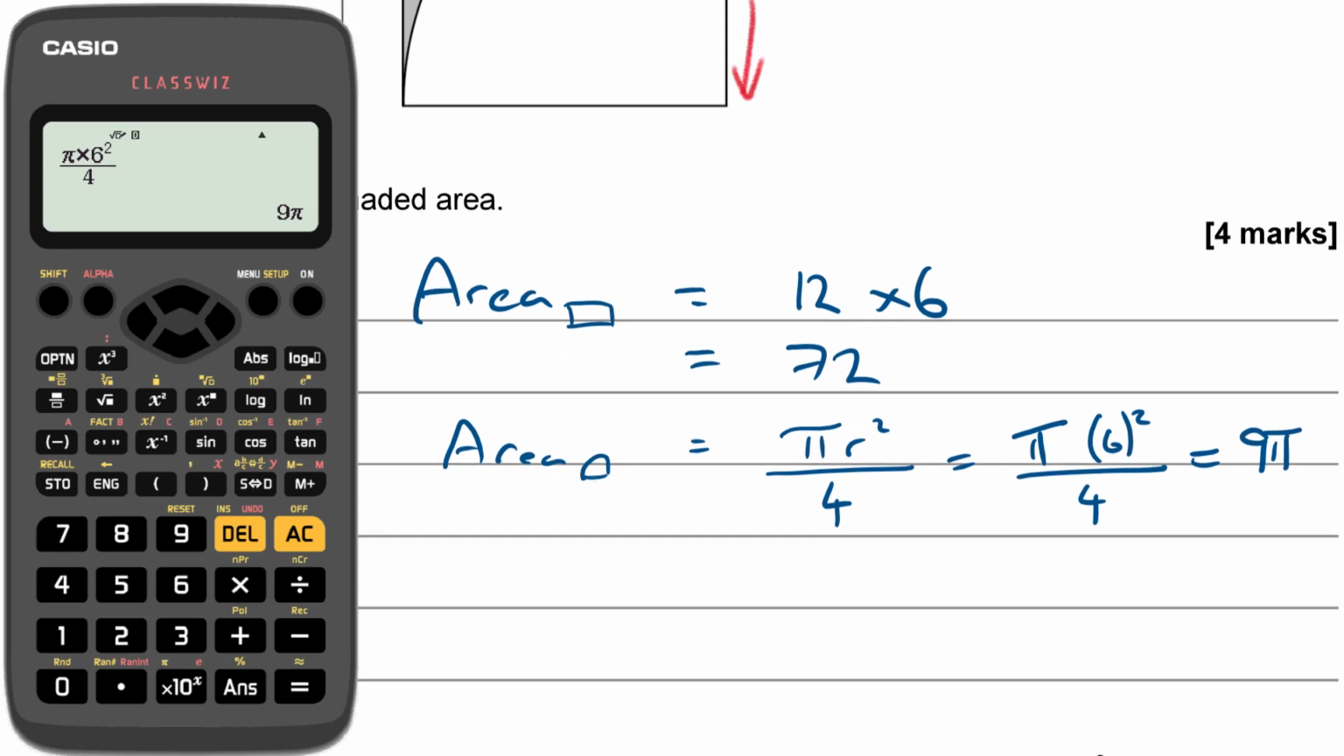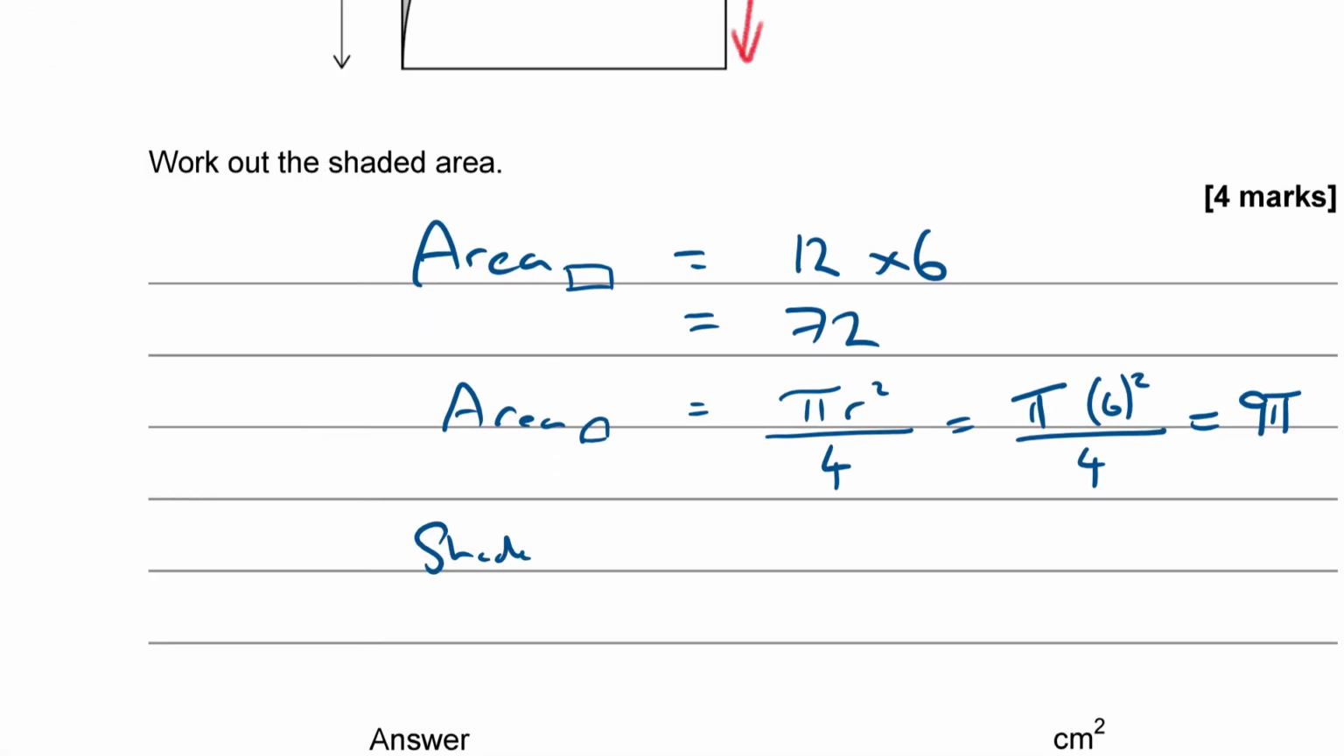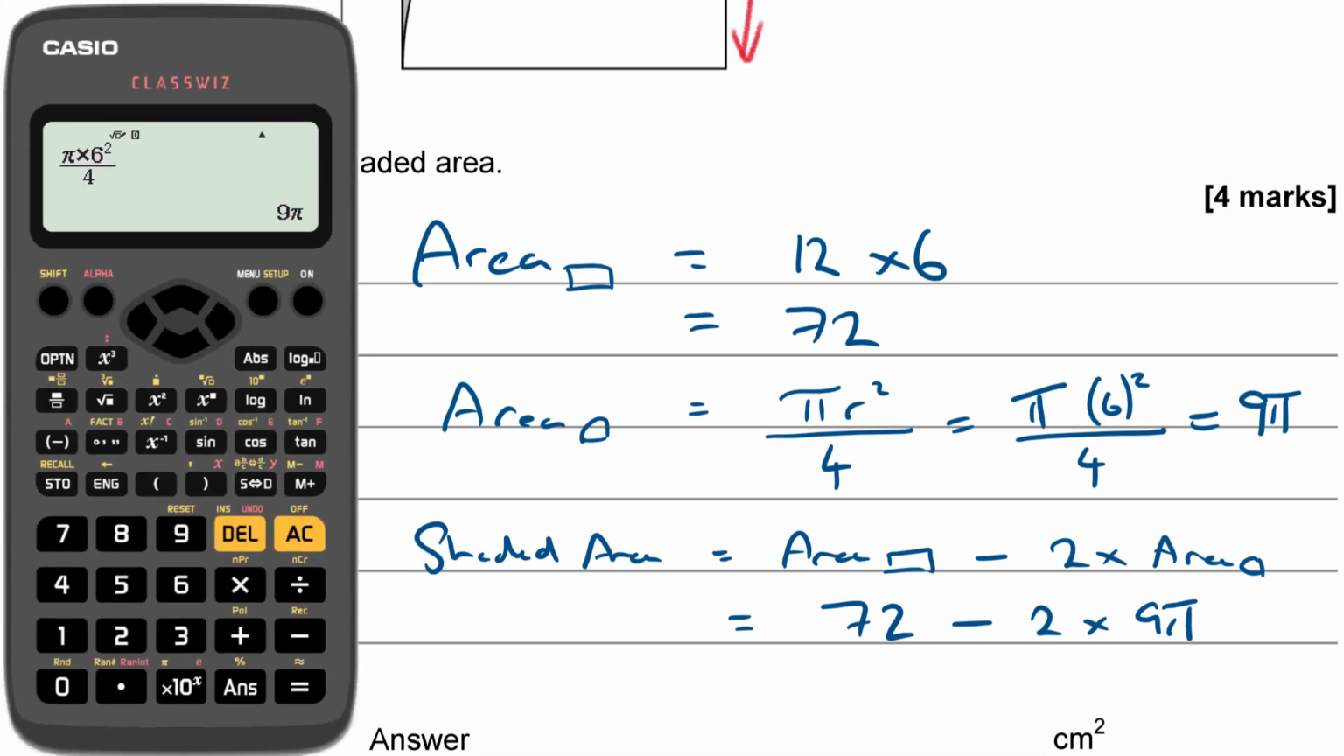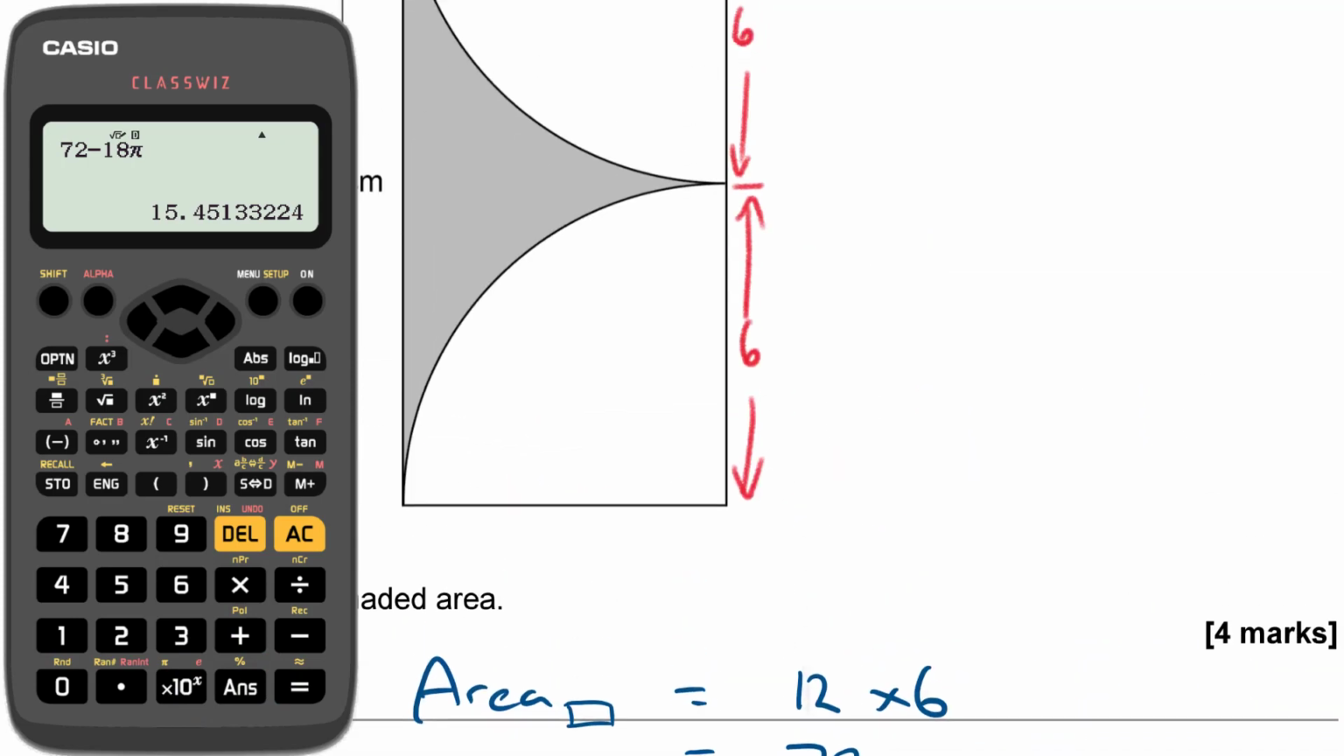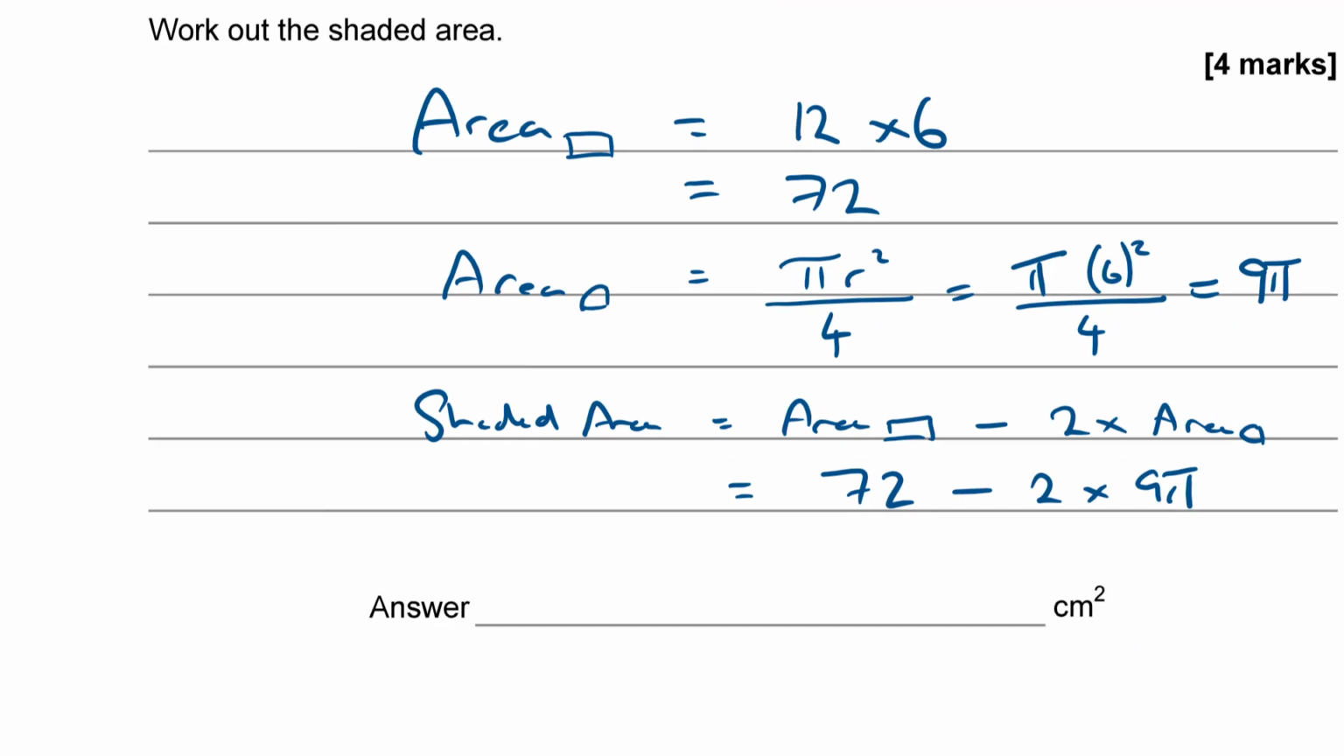Okay, so then the shaded area is going to be the area of my rectangle minus 2 lots of the area of the quarter circle, and that is going to be 72 subtract 2 lots of 9 pi. Okay, so 2 lots of 9 pi is 18 pi. So then typing into my calculator 72 subtract 18 pi, that gives me 15.45. Does it ask me to round off in a particular way? Nope. So if it doesn't tell me, I'm just going to round off to 3 significant figures. 15.45 rounds to 15.5, doesn't it? So that's what I'm going to write down.